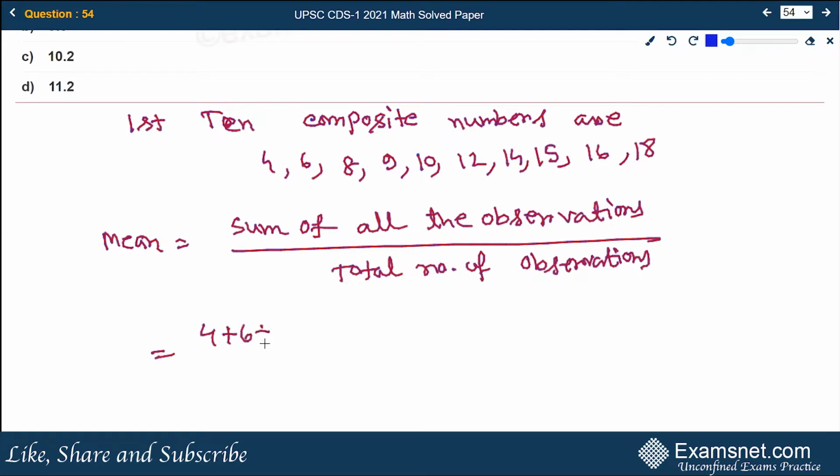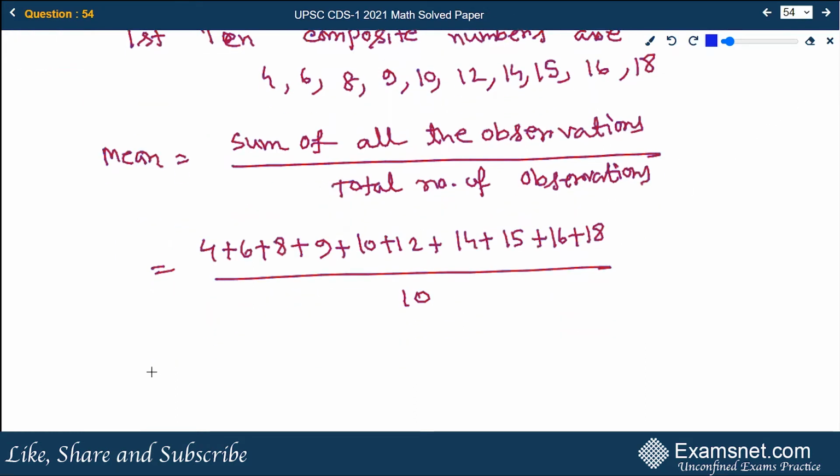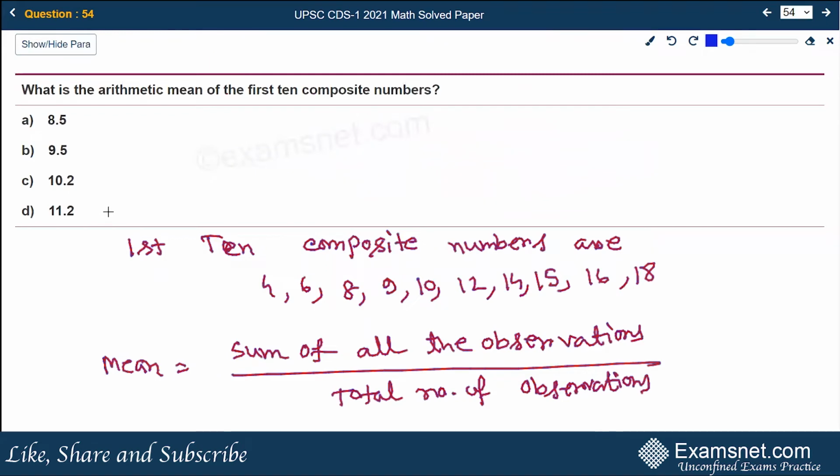So we can write plus 10 plus 12 plus 14 plus 15, 16, 18 by 10. So it would result in 112 by 10, which is 11.2. The answer is, okay, arithmetic mean, not median. Arithmetic mean is 11.2. Option D is the correct answer.